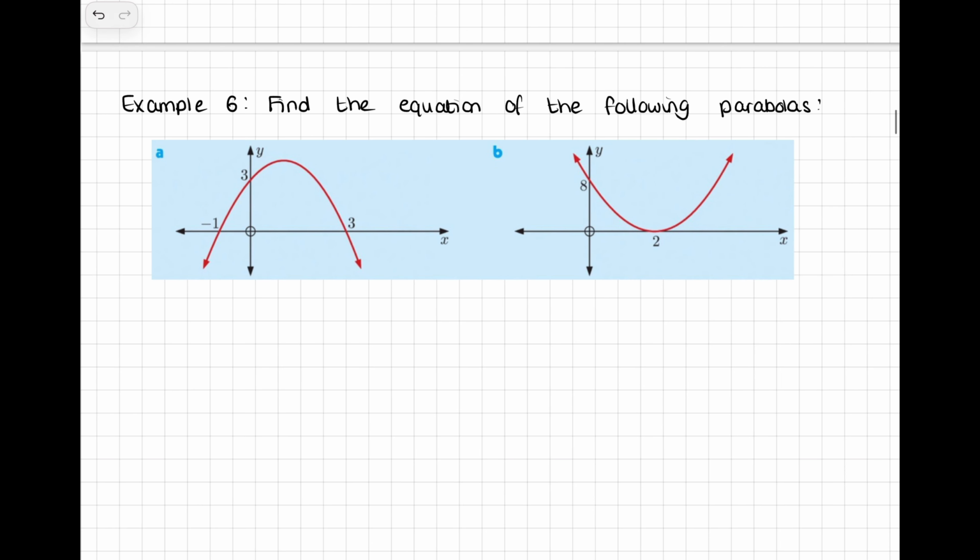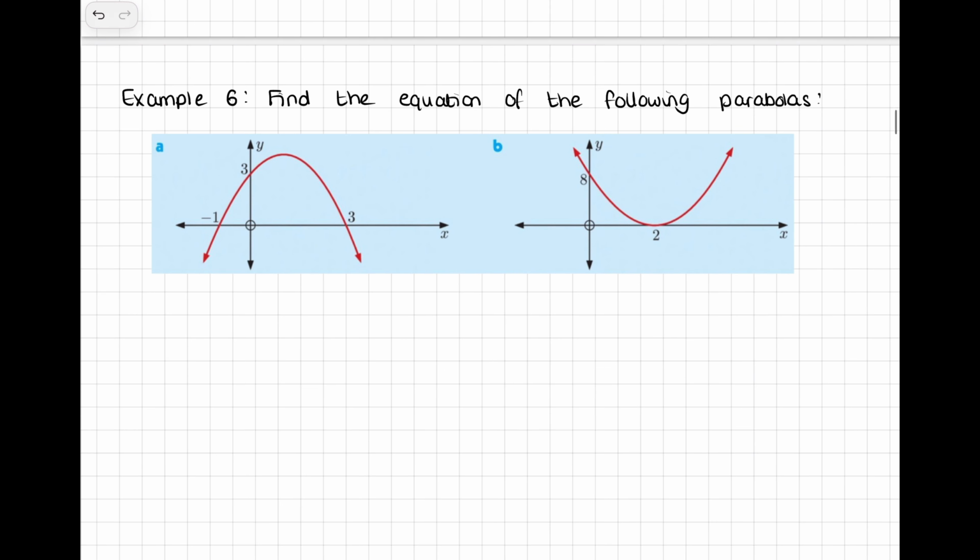Example 6, find the equation of the following parabolas. We're not told in which form, so we'll just go through and give these a go. So the first one, we have the two x-intercepts, which means we can go straight to the intercept form just like we did in the previous examples. Now remember, because the x-intercept is at negative 1, in the bracket it will be at positive 1, and then the positive 3 in the bracket will be at negative 3.